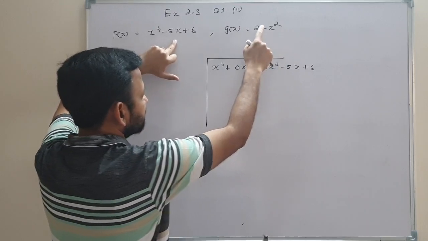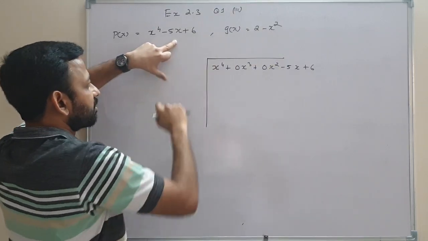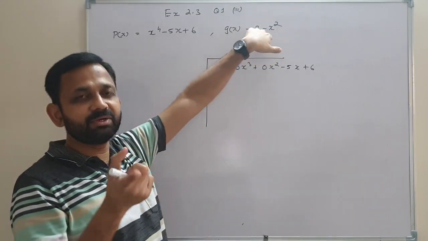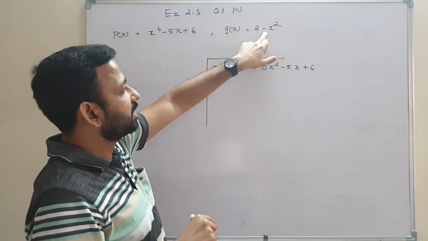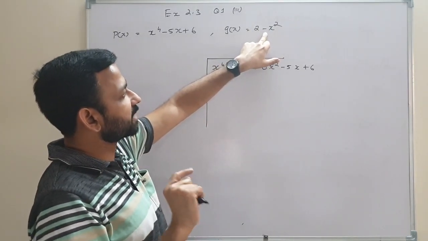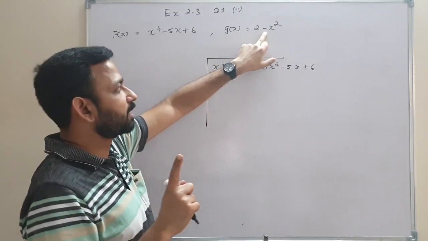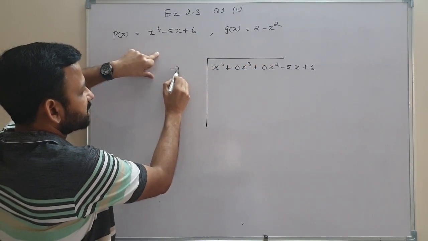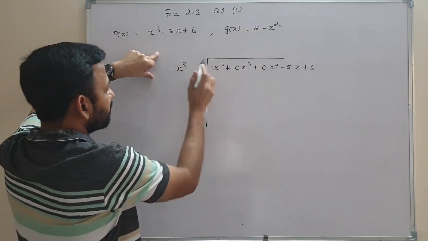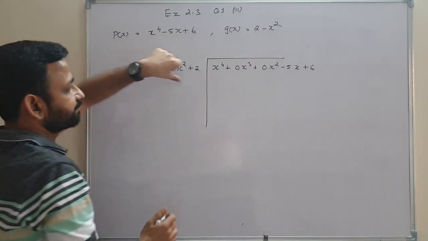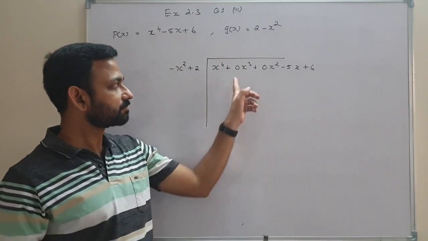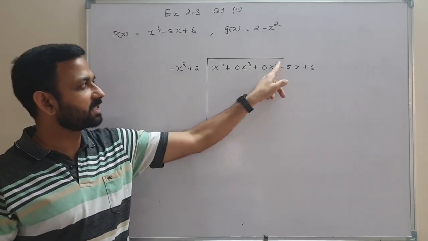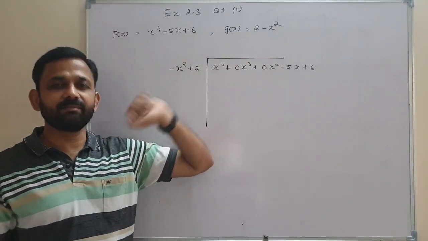Then the divisor, 2 minus x square, should be in decreasing order of the power. But in the divisor, no need to follow that rule. Here also the term containing x is missing, but no need to write a minus x square here. 0x, no need to write. In decreasing order of the power, plus 2 we will write. And here it is not compulsory to write the missing term.